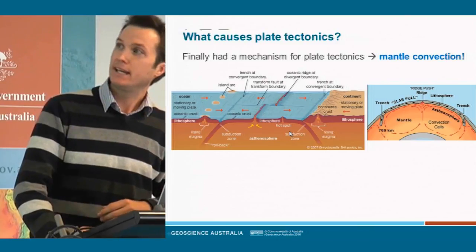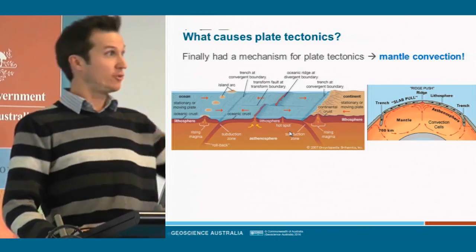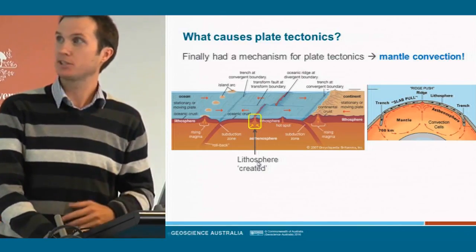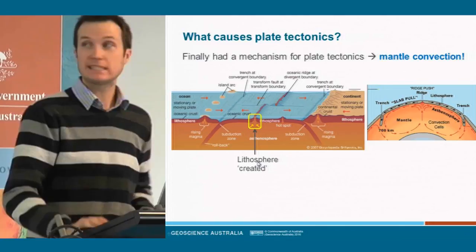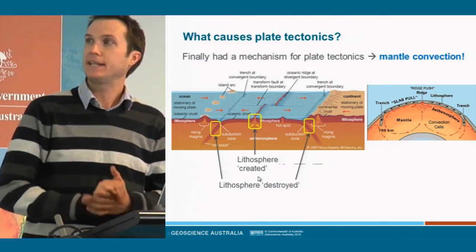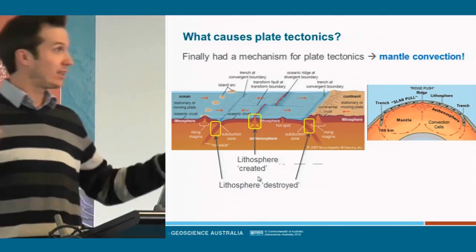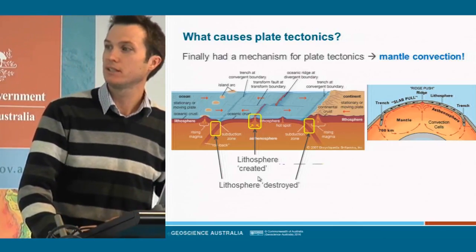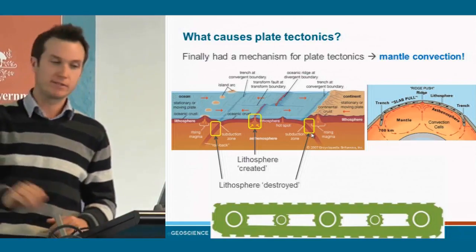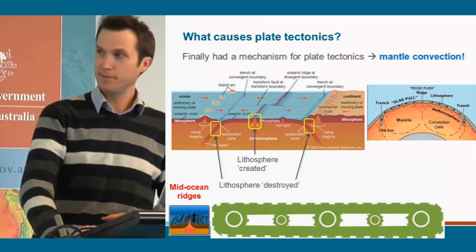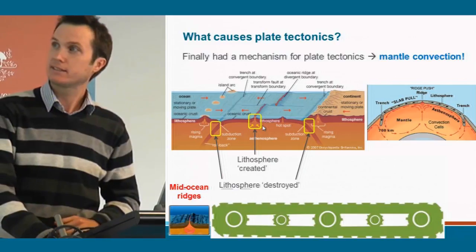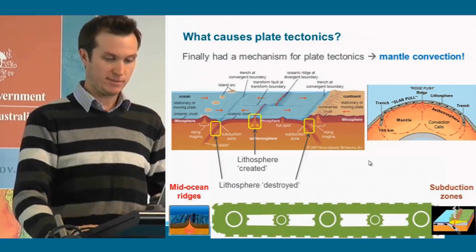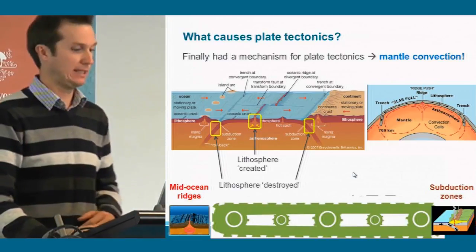So here's an overview of a large region of the Earth. We can see that the crust, or the lithosphere, is created at those mid-ocean ridges or spreading centres, and it's destroyed or recycled back into the mantle at subduction zones there. So you can think of the whole process like a conveyor belt, where we have the mid-ocean ridges, these things here, forming new crust, and subduction zones returning that crust back down into the mantle.